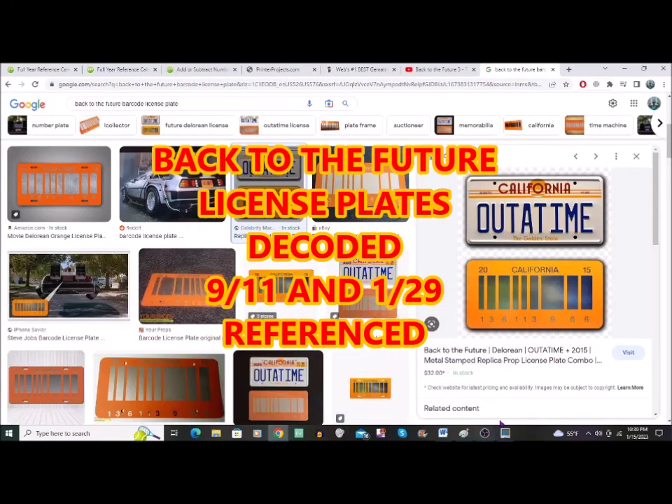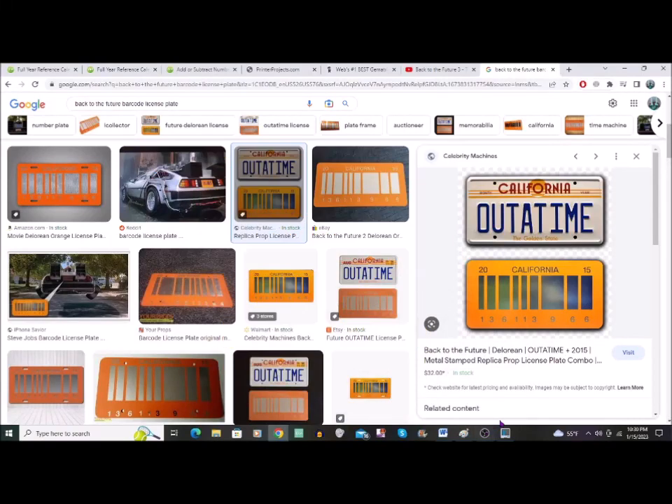All right, hello. I'm going to try and decode these two license plates from Back to the Future. This is certainly an interesting decode if you're into Back to the Future. If you watch the channel all the time, this should make fairly good logical sense.